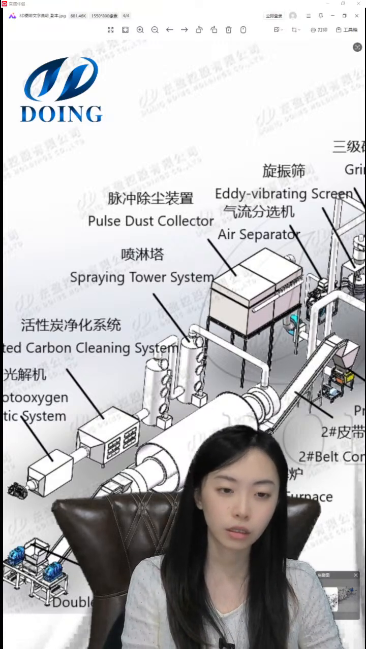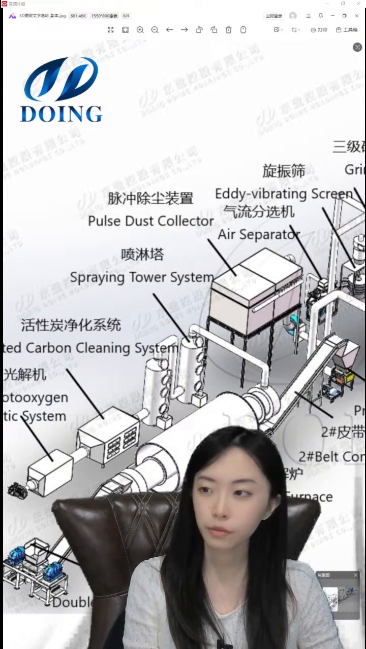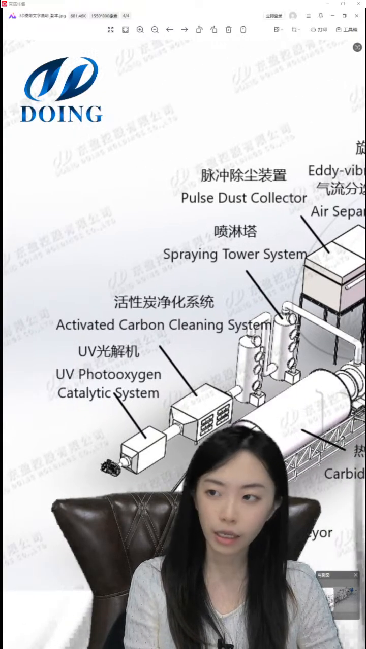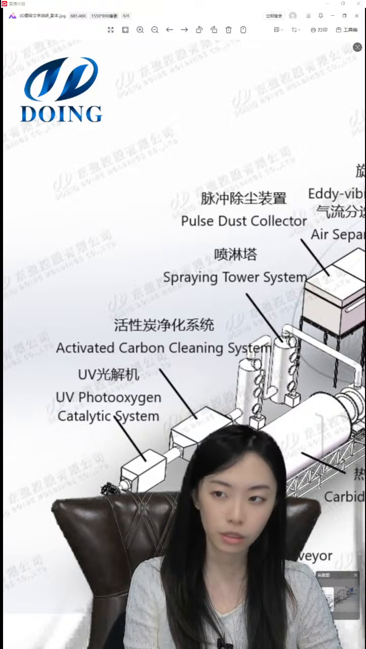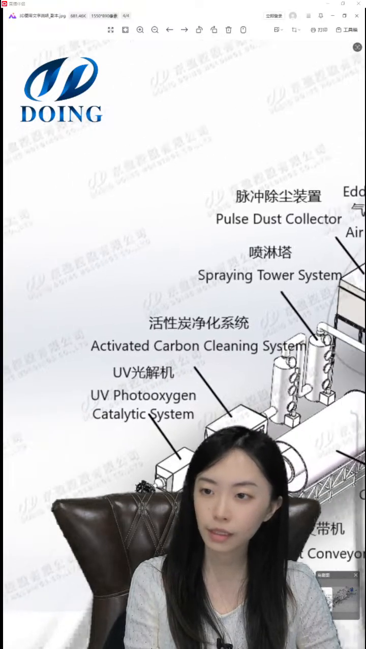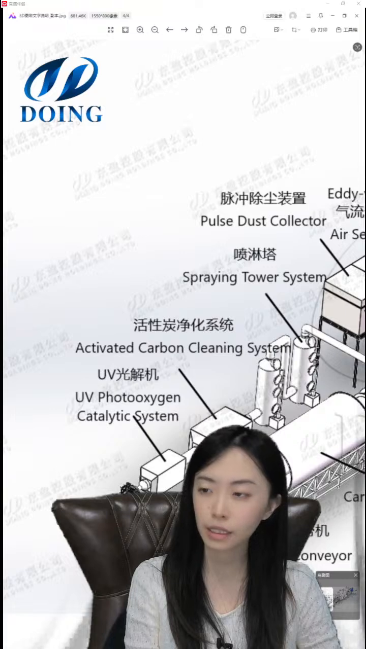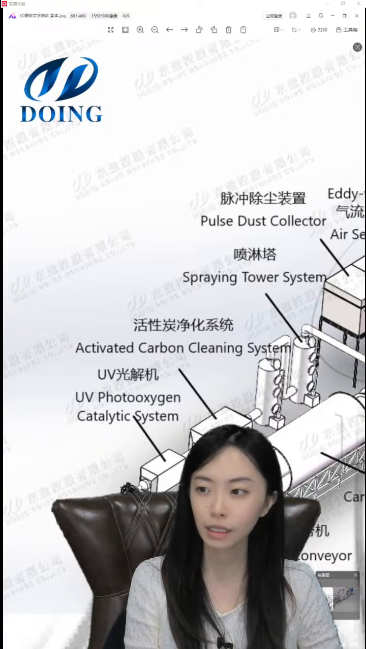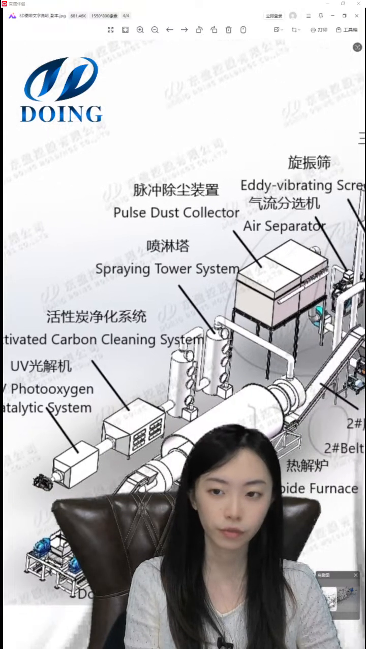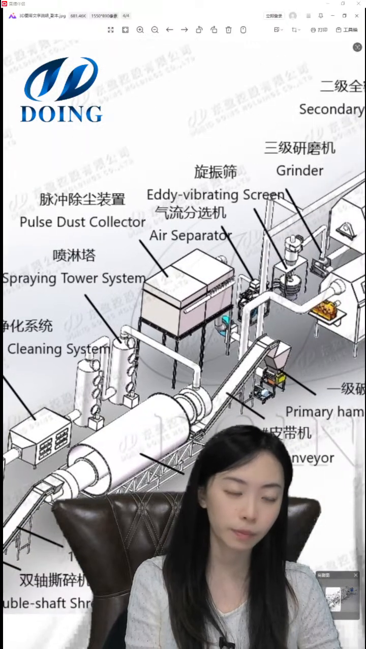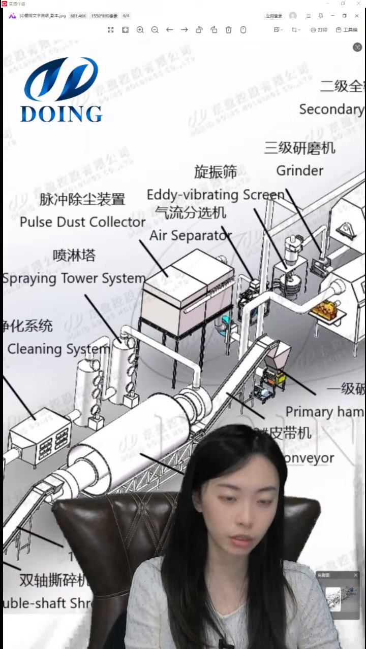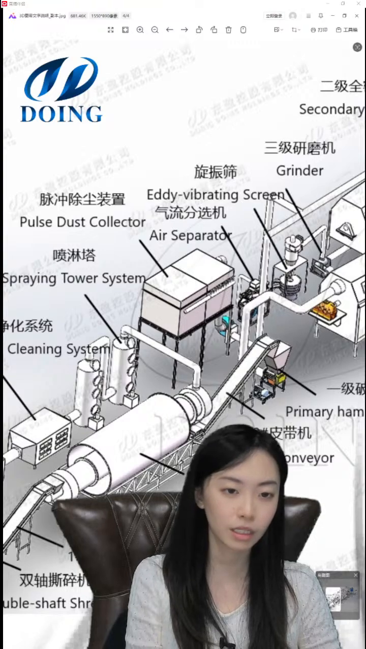And about the smoke, we can use these 3 devices, the spray tower system, the activated carbon cleaning system, and the UV photooxygen catalytic system, to purify the bad smoke that pollutes the environment and is harmful to the human body.